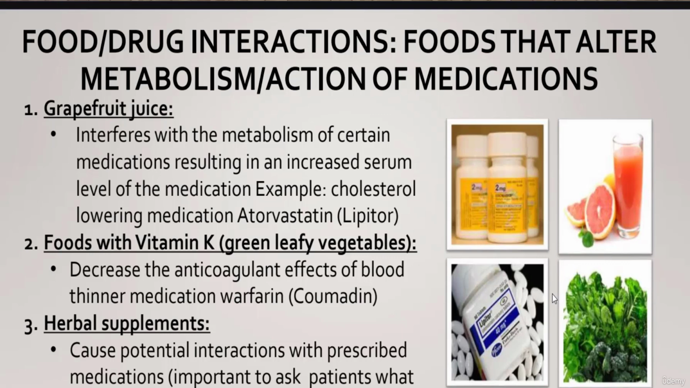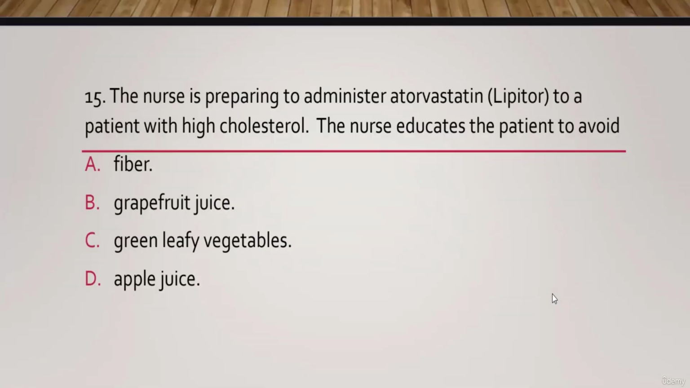Now, let's pause this video right here and ask yourself, why do green leafy vegetables decrease the anticoagulant effects? It's because simply vitamin K favors blood clotting, right? So if warfarin, Coumadin decreases blood clotting, vitamin K does exactly the opposite. Number three, herbal supplements cause potential interactions with prescribed medications. It's important to ask patients what OTC medications and supplements they are taking.